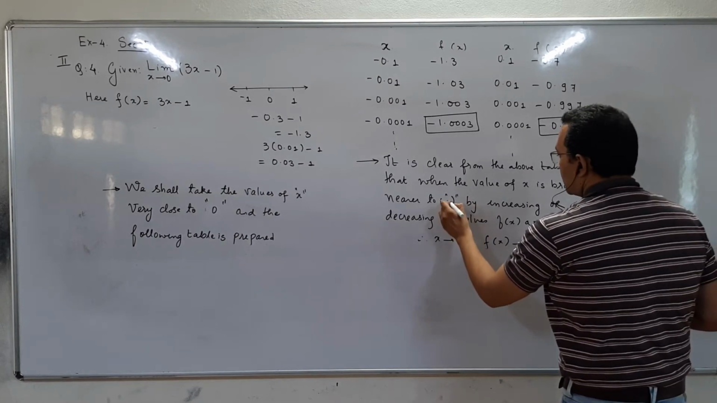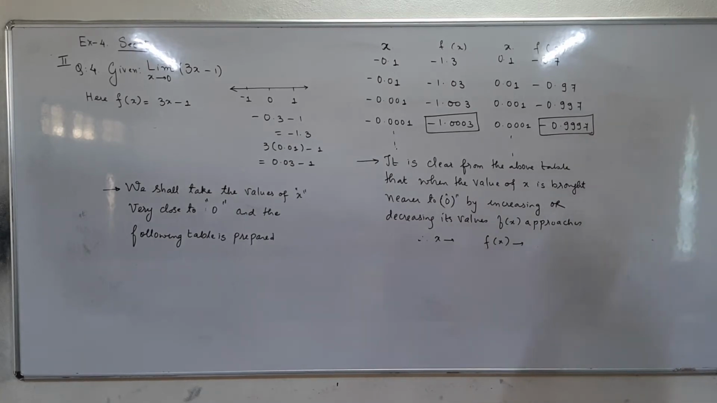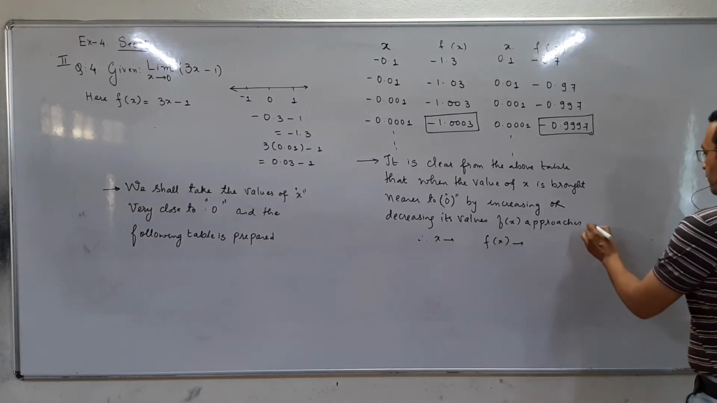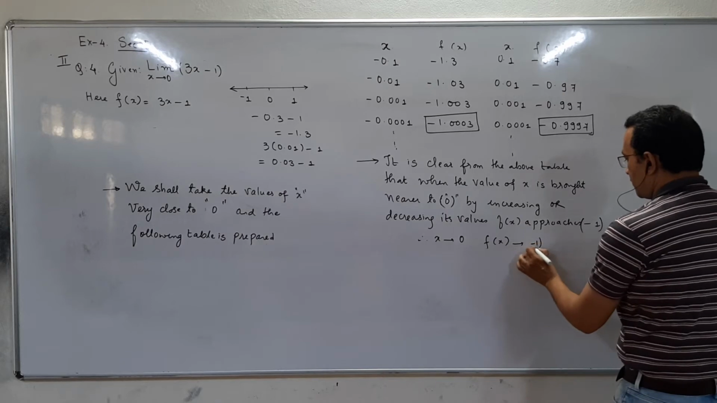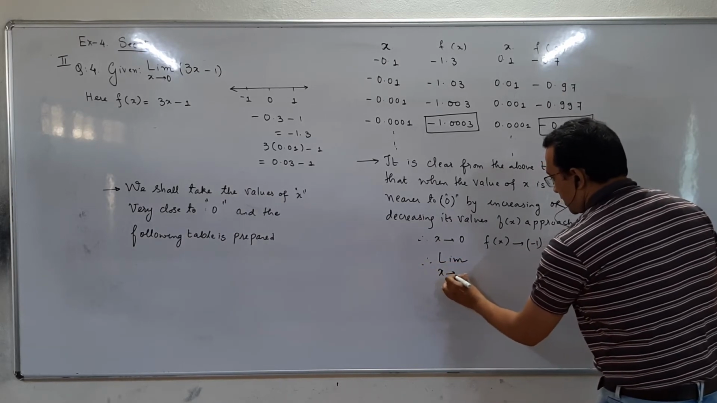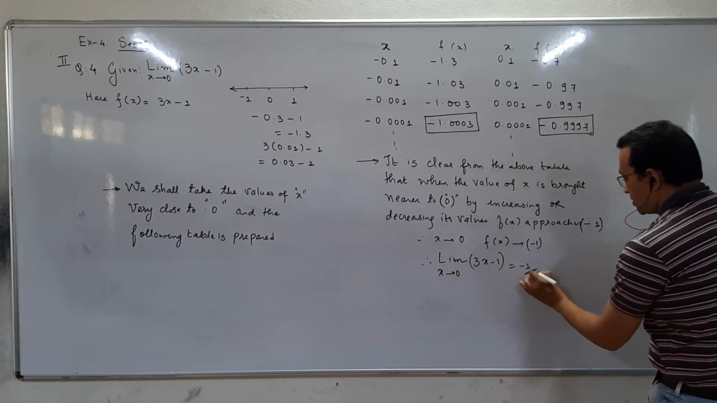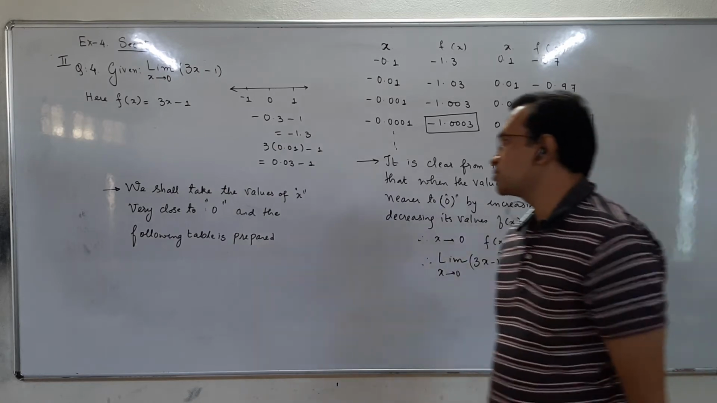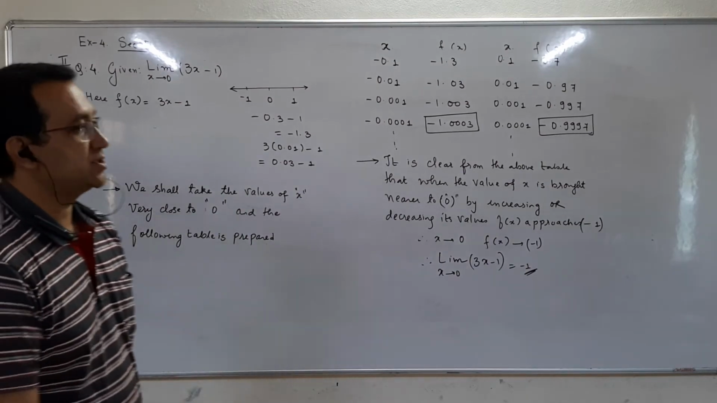So, it is clear from the above table that when the value of x is brought nearer to 0 by increasing or decreasing its value, f of x approaches minus 1. So, x tends to 0, f of x tends to minus 1. So, the limit as x tends to 0 of 3x minus 1 is approximately minus 1. This is what students we have to understand in this type of questions.